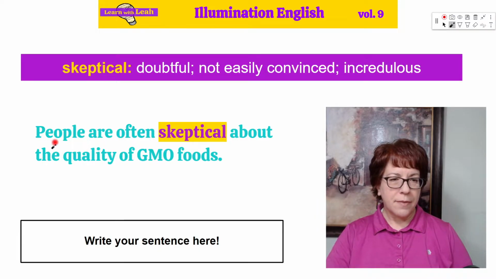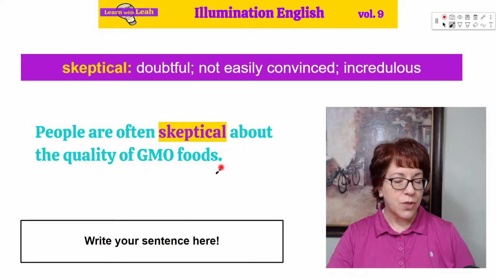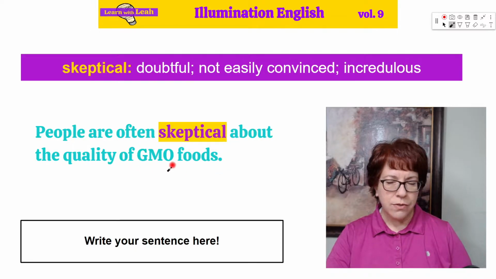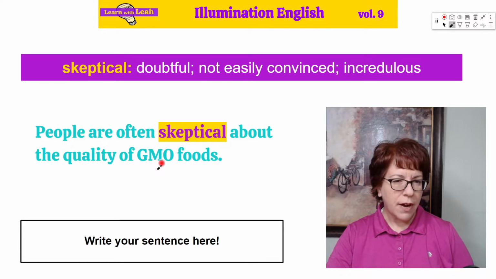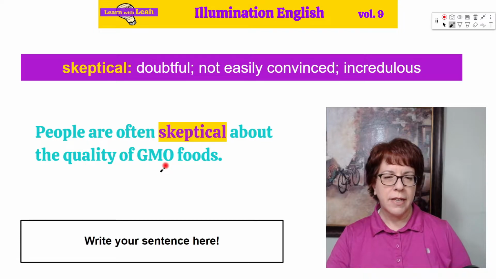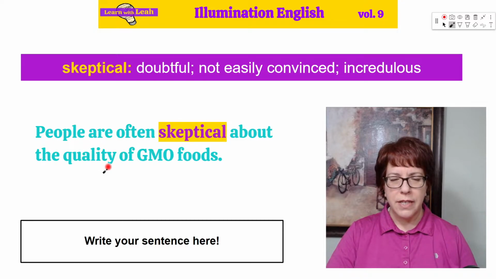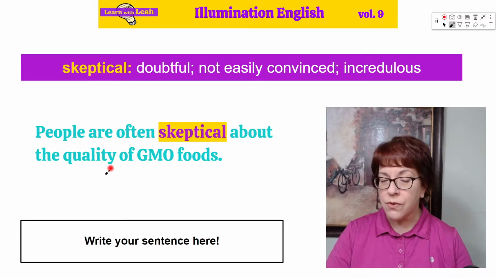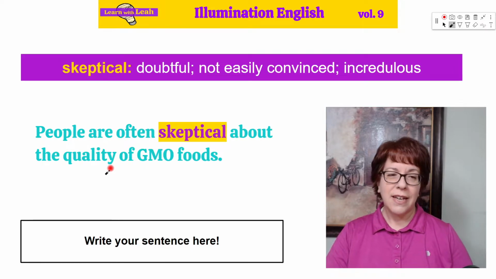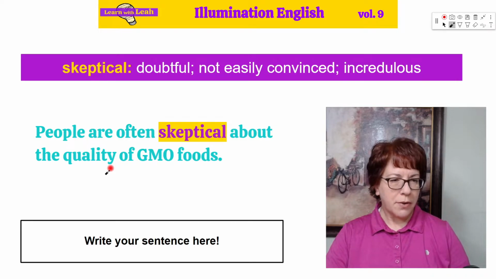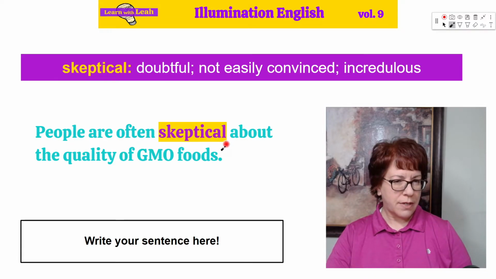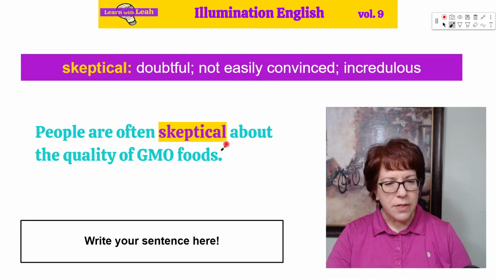People are often skeptical about the quality of GMO foods. In case you aren't familiar with this acronym, genetically modified organisms. So food that's been somehow genetically modified to increase the production, usually to create more of it. And there has been some controversy surrounding the quality or exactly what's in GMOs. It is kind of mysterious for some people, unless, of course, you're a food scientist. But some people are skeptical about things they don't know about. So you can use this word skeptical to say that you doubt something. You're a little unbelieving about something.